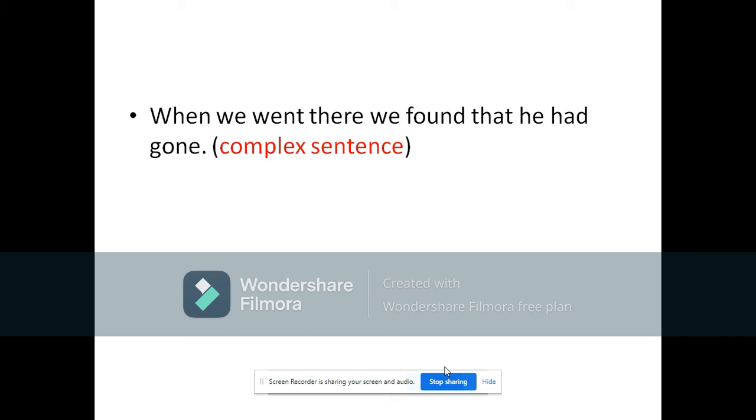A group of words which can stand by itself, which can stand independently. This sentence contains one main clause and two subordinate clauses.